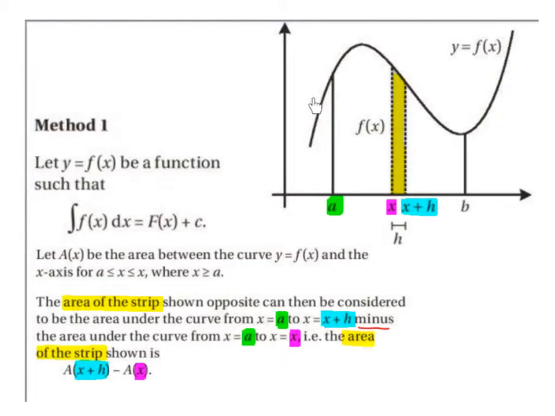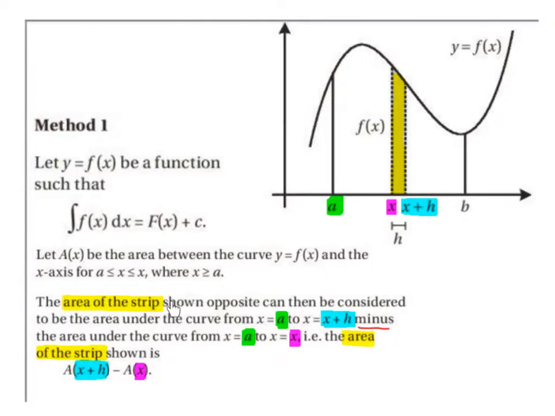So here we have our curve y equals f of x. Here we have the x-axis. Here we have the point a on the x-axis and the point x on the x-axis. So A of x is the area between the curve and the x-axis for x values between a and x, where x is greater or equal to a.